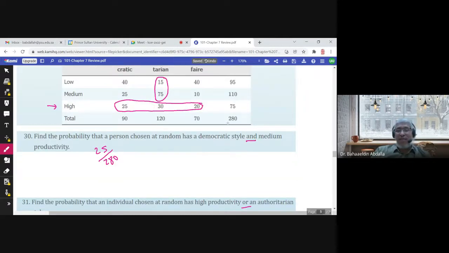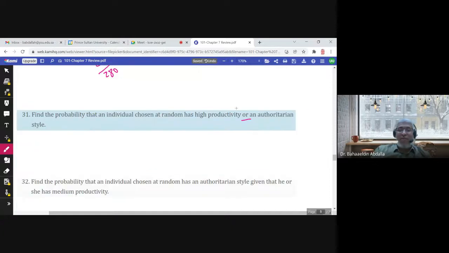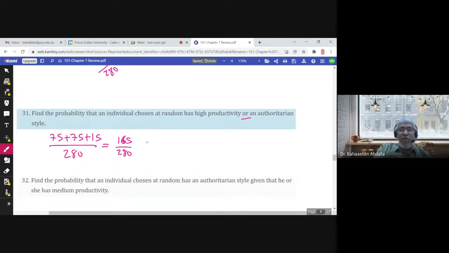So in fact, 75, that's the total, 75 plus 15 plus 75, or 120, plus 25 plus 20, as you wish. So I'll do it like this: 75 plus 75 plus 15 over 280. So it's 165 over 280. You can solve this question in different ways. I told you already two of them.